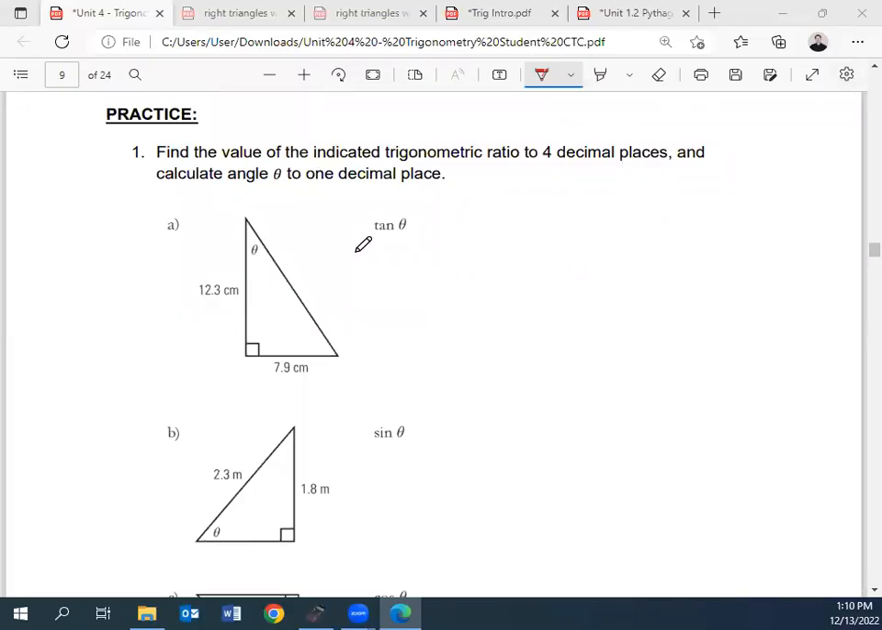So for this first one here, it tells you right away you need to find tangent. I know that this is my hypotenuse, my blank side. This 7.9 is opposite of my angle, so this is my opposite side. And that means this 12.3 has to be adjacent. So I'm going to take tangent of theta, which is opposite over adjacent. My opposite is 7.9 and my adjacent is 12.3.